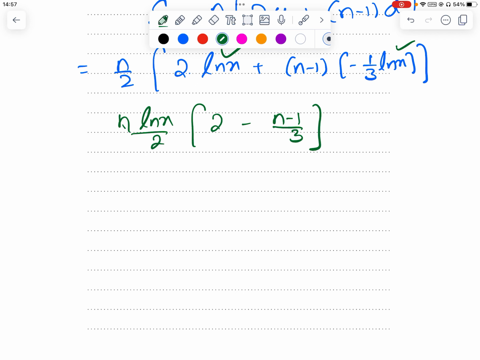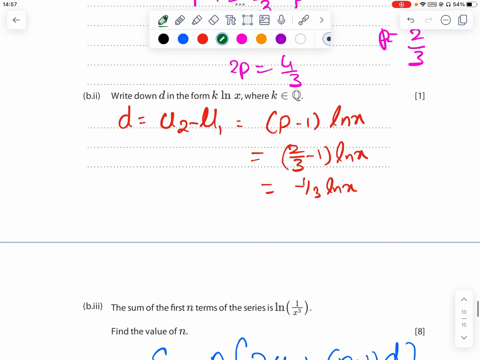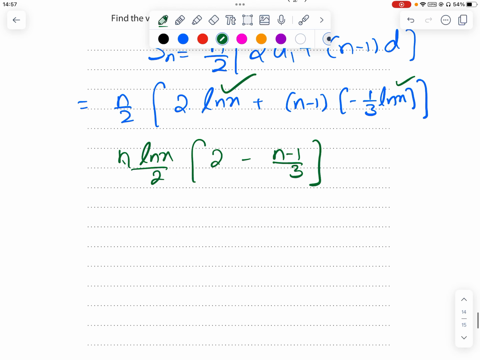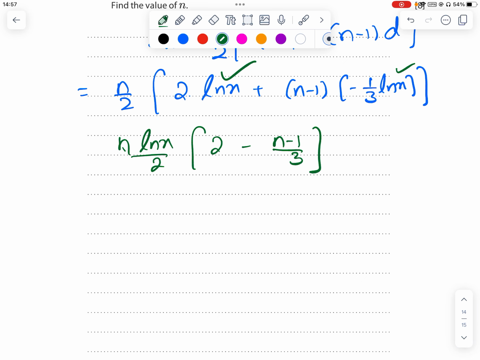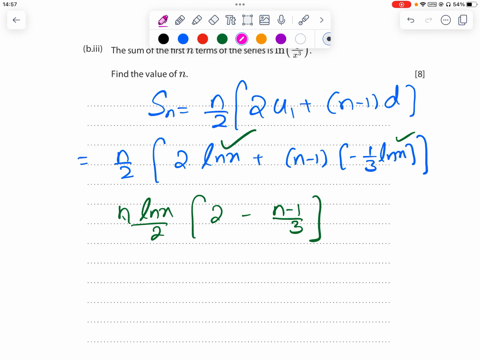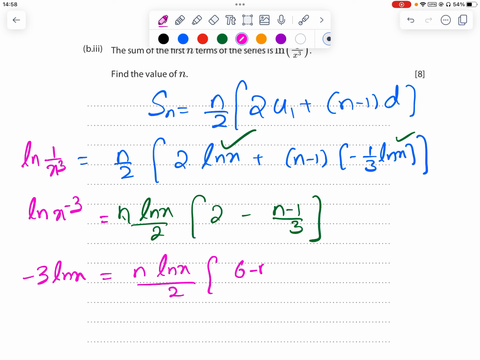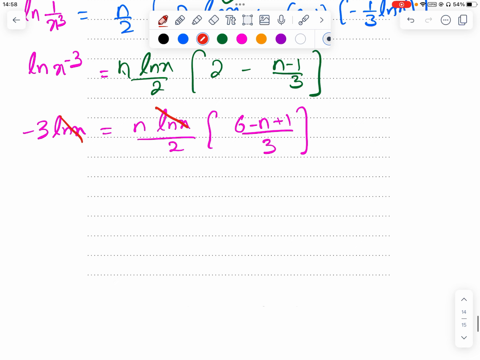And what is he told? The sum of the first n terms is ln 1 upon x cube. So this equals ln 1 upon x cube, so ln x to the power of minus 3. So minus 3 ln x equals n ln x upon 2 times 6 minus n plus 1, divided by 3. We can clearly see that ln x can be cancelled, and do the cross multiplication.